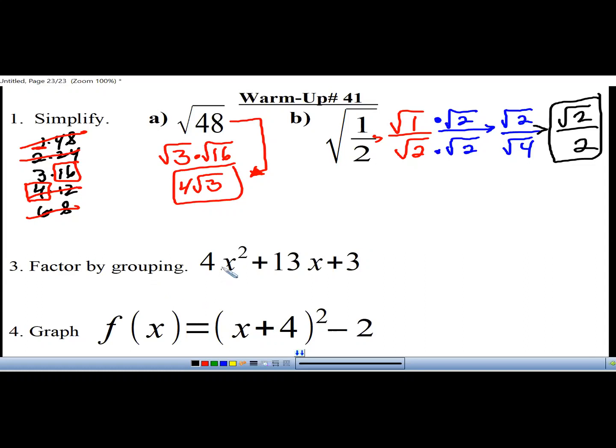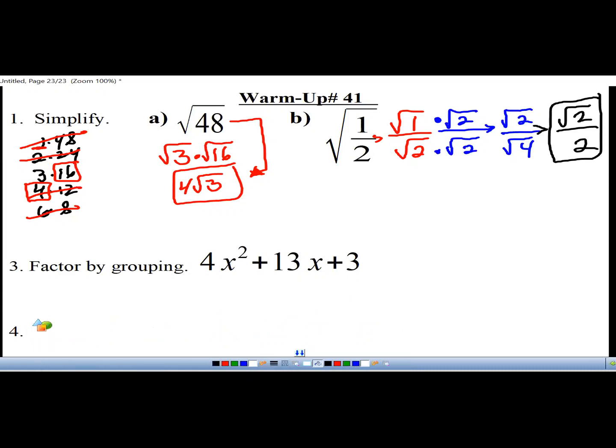Number 3 says factor by grouping. We have 4x squared plus 13x plus 3. So let's factor. Is there a GCF in that one? No. All right. So what goes on the bottom? On the bottom we have 13. That's going to be our sum.